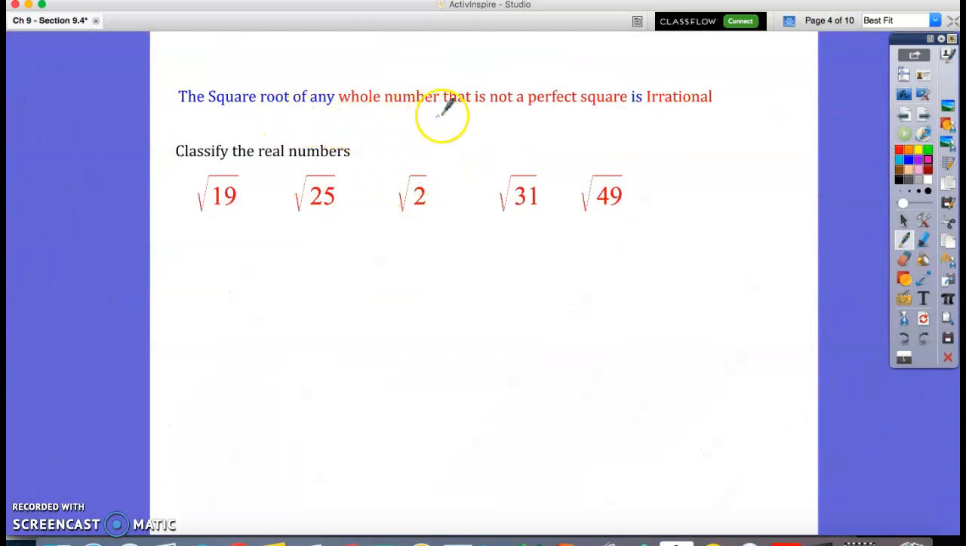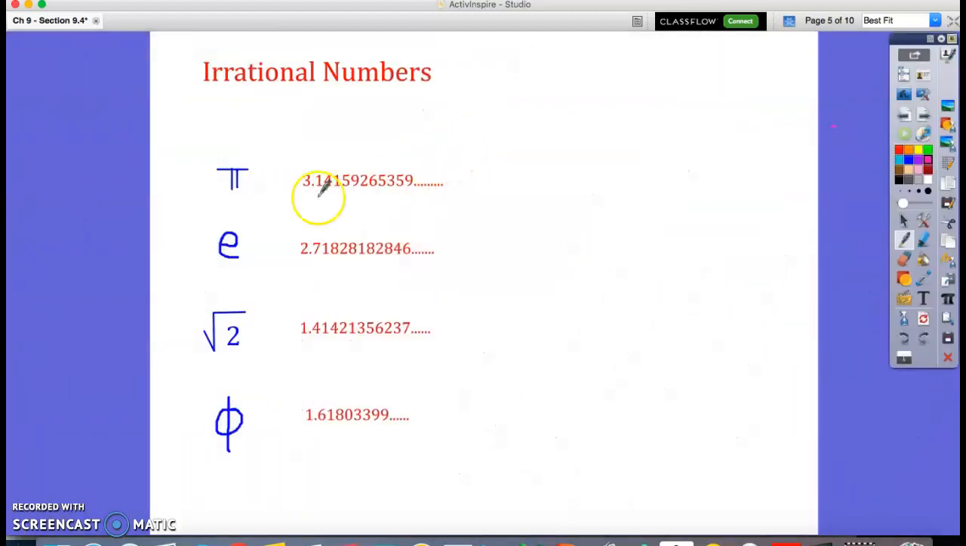Now, the square root of any whole number that is not a perfect square is an irrational number. So this is not a perfect square, so this is irrational. This is a perfect square, so this is rational. Not a perfect square, so this is irrational. And this is irrational. And this is a perfect square, so this is a rational number. Write down the definitions, okay? Now, pi doesn't terminate, it goes on forever, and the numbers don't repeat, right? So they are irrational numbers.